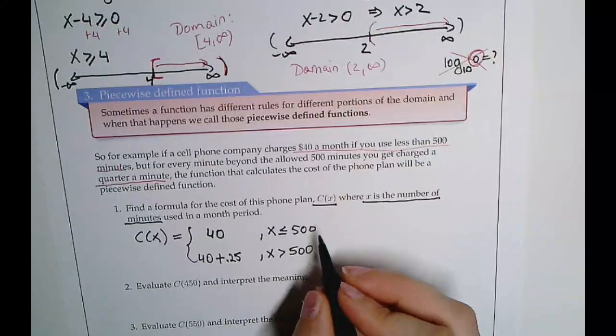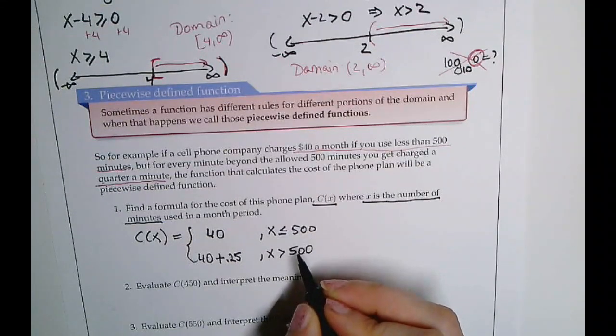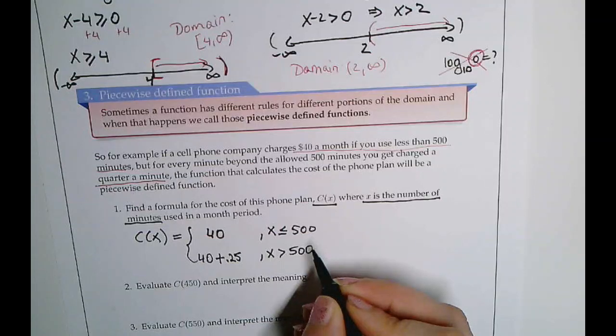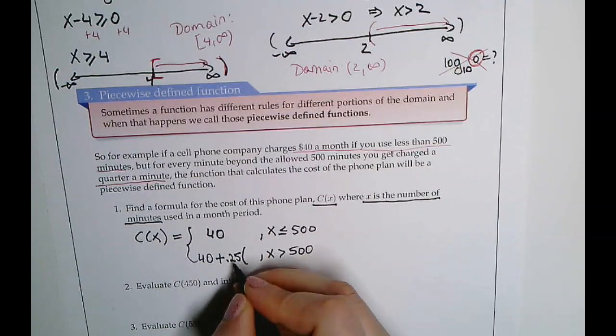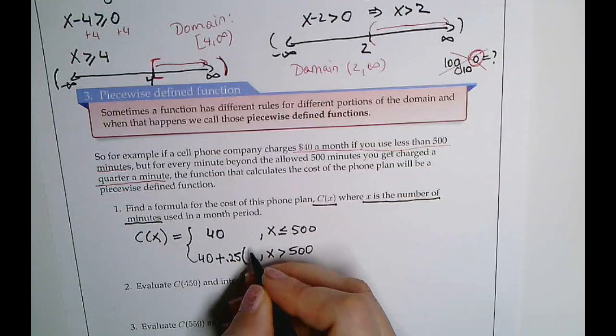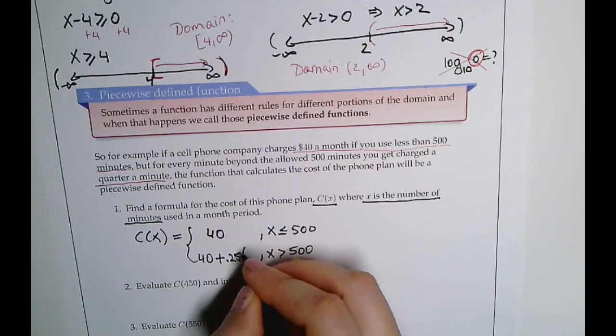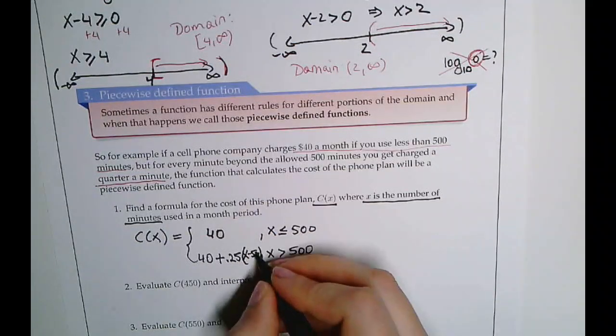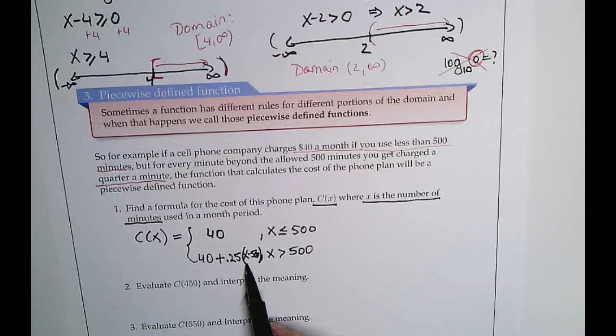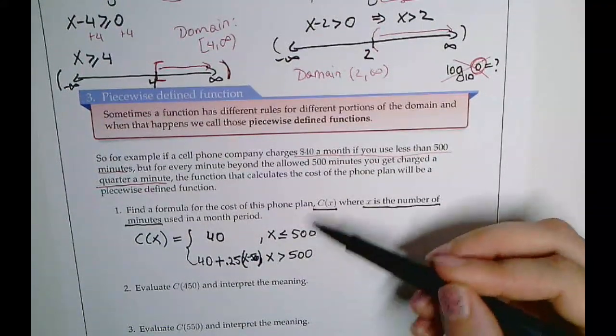for each additional minute. So think about it. If I consume 502 minutes, I'm only going to get charged a quarter for those extra 2 minutes. So I cannot put just x in here because then it will charge me 25 cents for all the minutes I use. So it has to be x minus 500. Because if, for example, I consume 502 minutes, then it's going to be 502 minus 500, which is 2. So it's going to charge me 25 cents for those extra 2 minutes. So this is an example of a piecewise defined function.